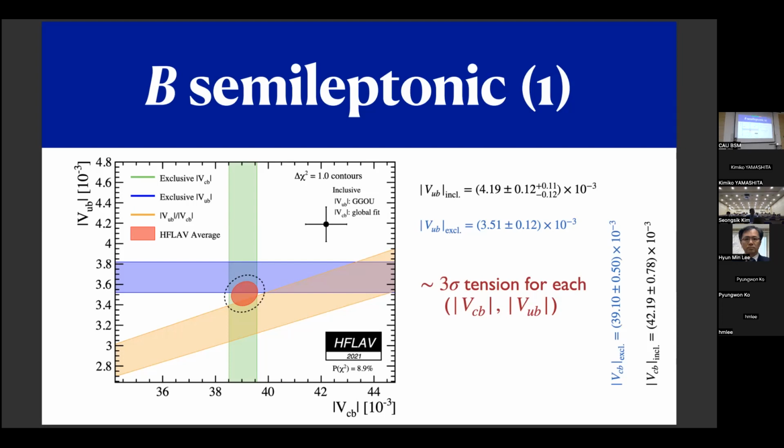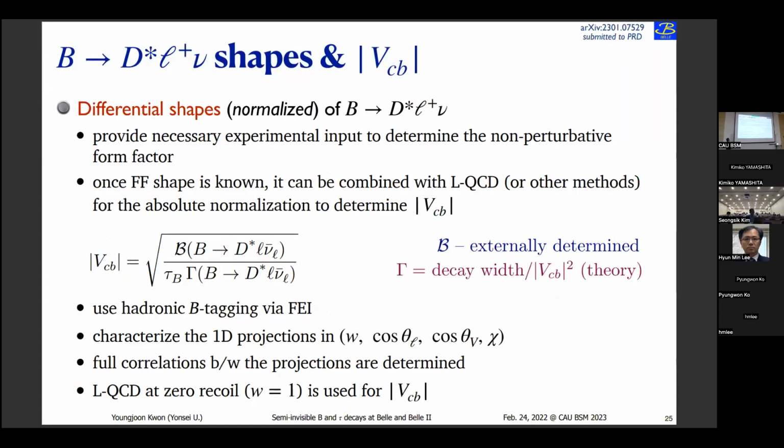So the interesting thing is that for both Vcb and Vub, there are about 3 sigma-ish tensions between exclusive and inclusive. Of course, Vcb must not depend on whether it is measured by the inclusive method or the exclusive method. That means either the experiment was wrong or the theory was wrong, or there is still something that we have to learn about. So this is a very important topic in that sense. So today I'm going to tell you about the most recent Belle analysis on B to D star l nu.